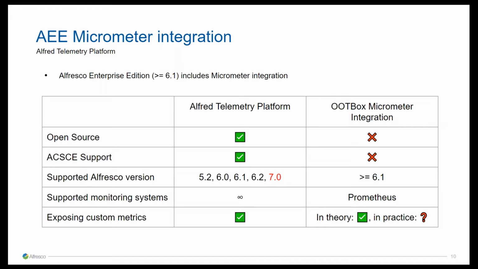For the Alfresco out-of-the-box Micrometer integration, in theory, I think it's also possible to expose custom metrics. In practice, I don't know. It's not documented at this point, and I don't know if it's meant to do that. So I cannot answer that. That's just a quick comparison, just to let you know that there is also a Micrometer dependency out of the box since Alfresco Enterprise Edition 6.1.